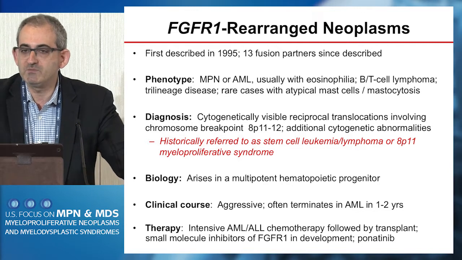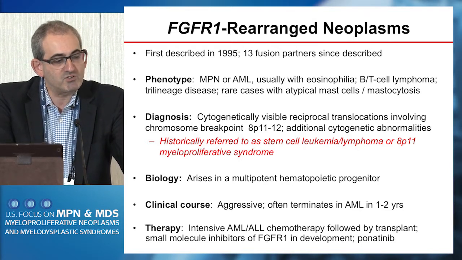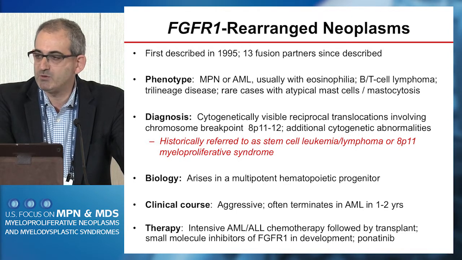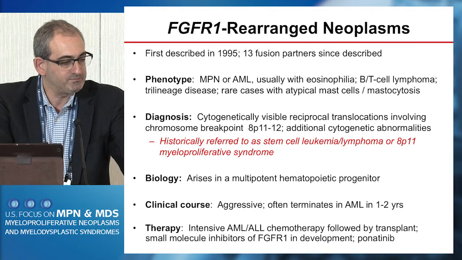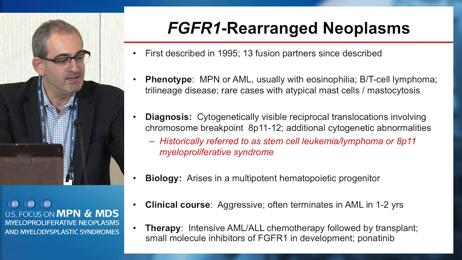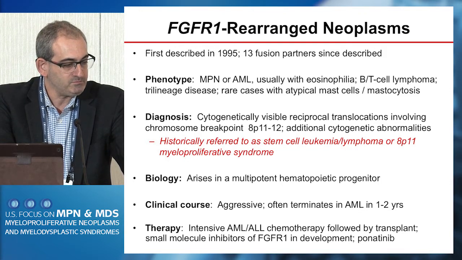FGFR1 rearranged neoplasms are a completely different story in terms of prognosis. First described in 1985, again, about 13 fusion partners since. These patients presented with an MPN or AML, usually, but not always, with eosinophilia. And they can have both a myeloid disease and a B or T cell lymphoblastic leukemia or lymphoma. And we actually had a tri-lineage patient that had both B and T cell lymphoma and myeloid neoplasm.